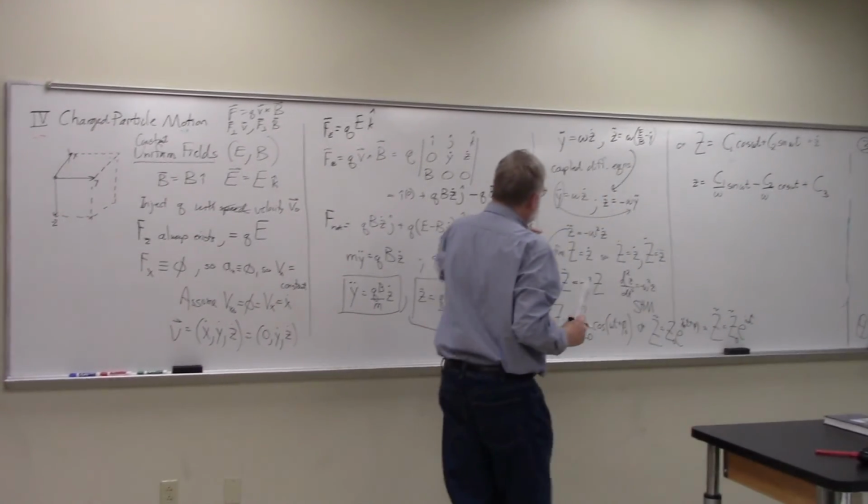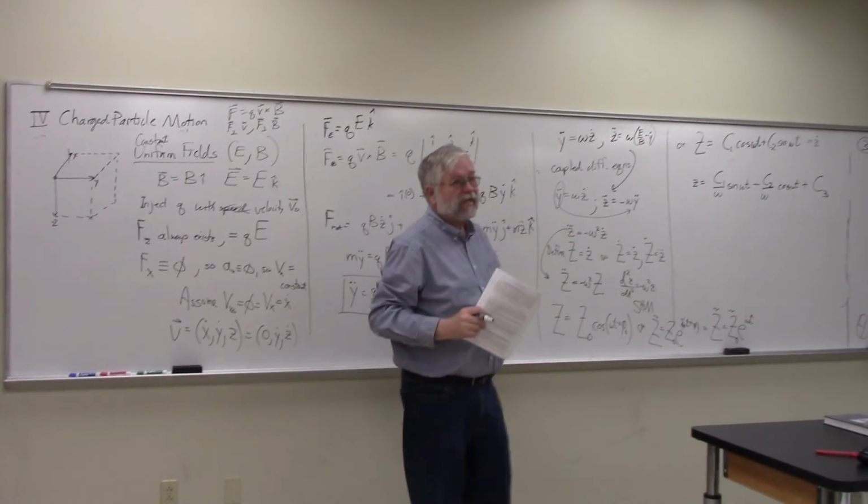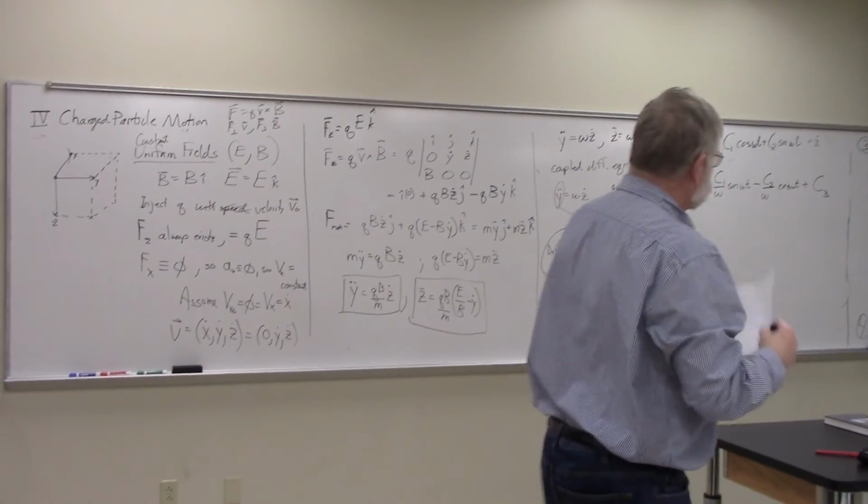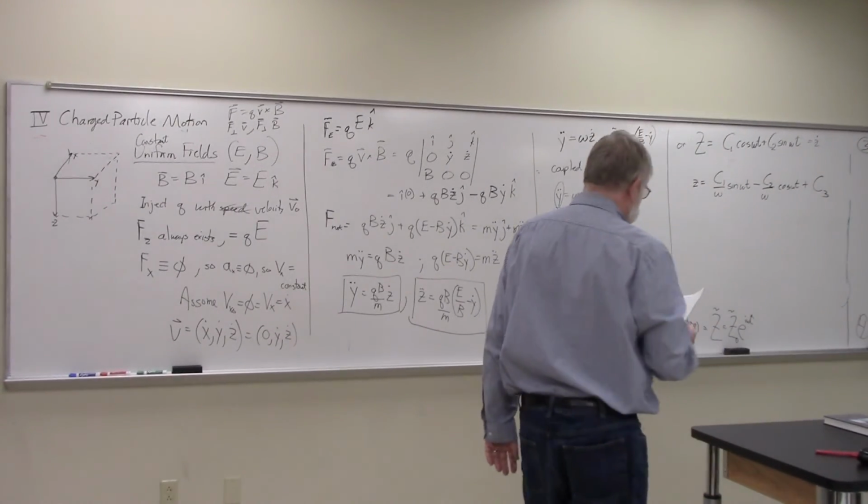Notice we had a third order equation. How many constants do I need for a third order equation? I have to integrate 3 times. That's 3 constants of integration. So that's just what I should have.